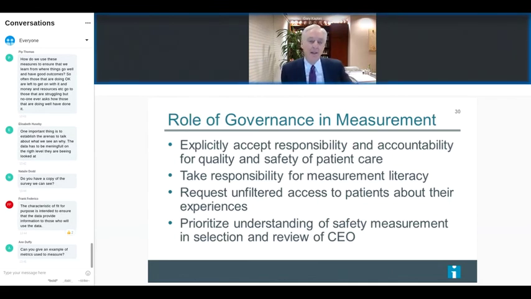And finally, it's critical that our boards, our governance functions, prioritize safety measurement as they have their key responsibility, which is to recruit, hire, and potentially even fire their CEOs. The safety agenda needs to be part of the criteria by which people choose to bring a new CEO and ensure that that CEO is held accountable.